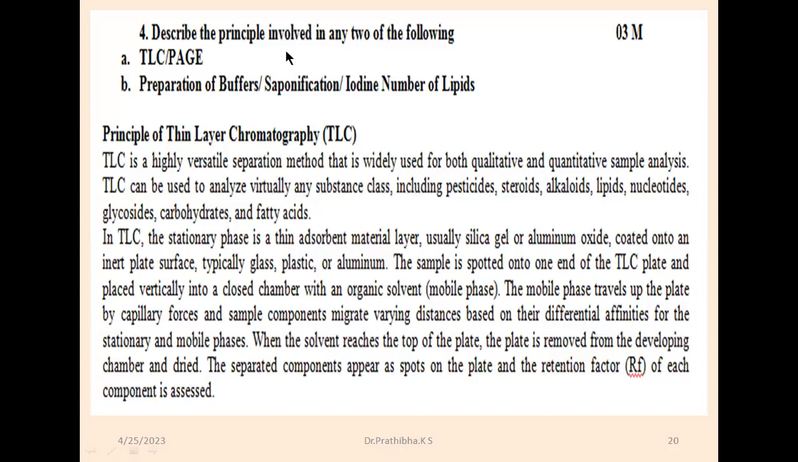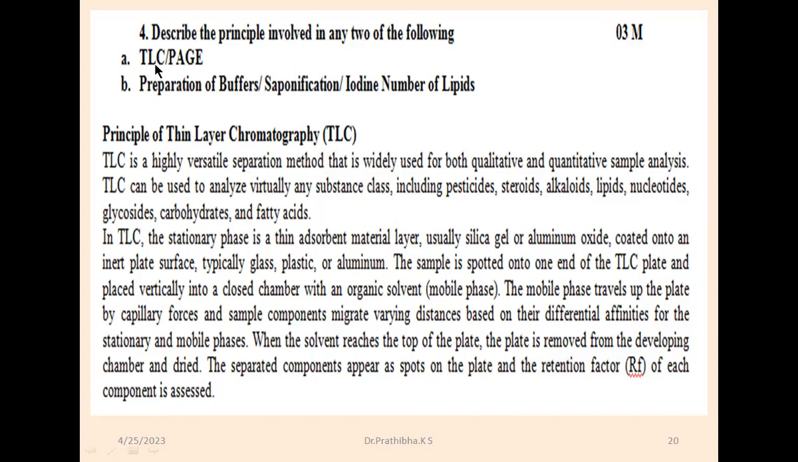And the fourth one is: describe the principle involved in any two of the following. This carries just 3 marks. You may get TLC or PAGE. From this A, you are going to get any one. From this B, you are going to get any one. Here TLC, first write the full form, then focus on this. What is TLC? Then applications you can tell. We can write the principle.